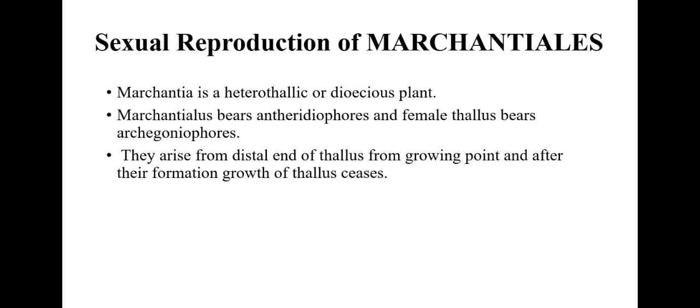Next is sexual reproduction in Marchantia. Marchantia is heterothallic or dioecious, meaning male and female organs are present on different plants. The male thallus bears antheridiophores and the female thallus bears archegoniophores. They arise from the distal end of the thallus from the growing point, and after their formation growth of the thallus ceases.